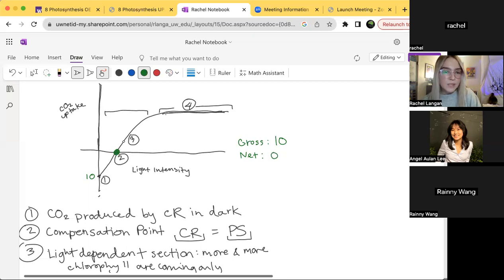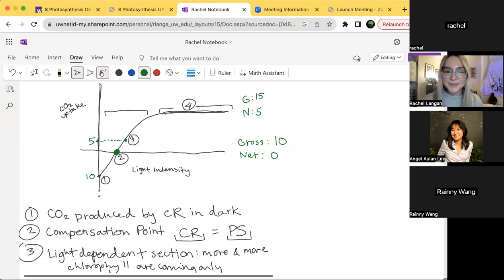That's that number there. And then let's say we looked at this point, and this point was 5. Again, what would be the gross and net at that point? The gross photosynthesis would have to be 15, and the net would be 5. So the net is whatever's outputting minus whatever cellular respiration is doing, and the gross is the total amount if we were ignoring cellular respiration. Okay, question.